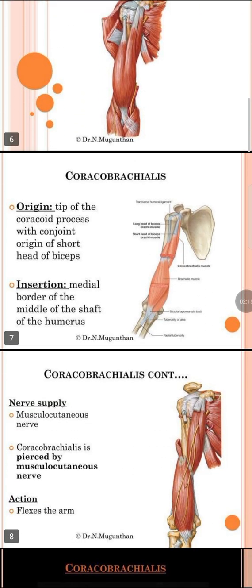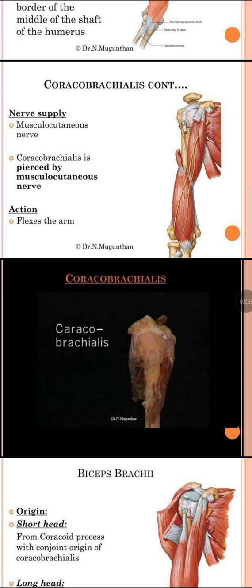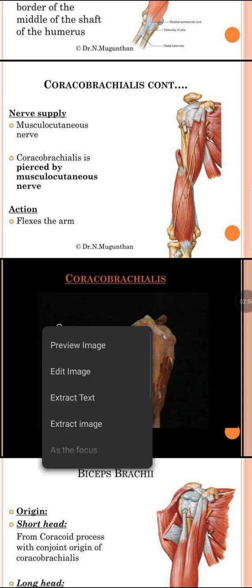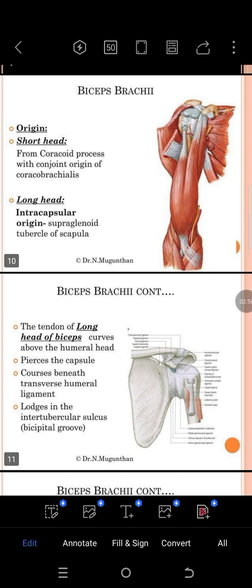So this is the coracoid process that I've mentioned. You can see that it's coming from the coracoid process of the scapula. Okay, that's the scapula that you can see there. So it sits on the medial border of the middle of the shaft of the humerus. Nerve supply is the musculocutaneous nerve. Action, like I said, this is the flexor compartment, right? So it flexes the arm, and this is the muscle that is pierced by the musculocutaneous nerve. You can see that the musculocutaneous nerve pierces the coracobrachialis.